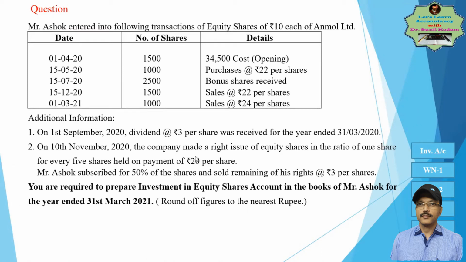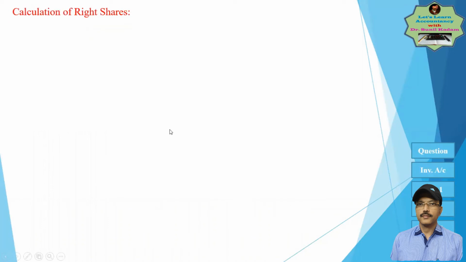But what happened? There's no compulsion for the shareholders to accept all these right issues. Mr. Ashok subscribed only 50% of his right shares, and 50% he has sold at the rate of 3 per share. So we need to record this transaction. Let's record in the books. For that we need to calculate first by how much right is received. For that purpose, let's do some working note. Working note for calculation of right shares.